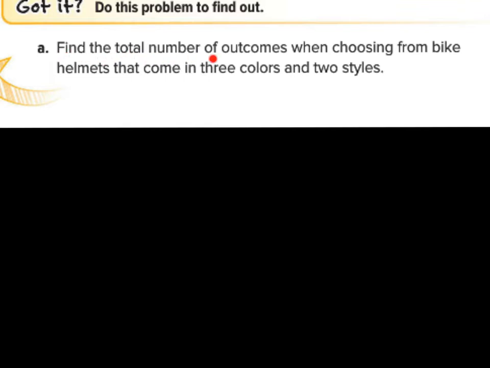Find the total number of outcomes when choosing from bike helmets that come in 3 colors and 2 styles. We have 2 different styles. Maybe one has a rim, like a hat rim, and the other one has no hat rim, you know, like the shade visor. One has it and the other one doesn't. And they all come in 3 colors. Let's just pick yellow, blue, and red. How many different outcomes can you have? Pause the video now and show your work, and then you can play the video again to check your work.